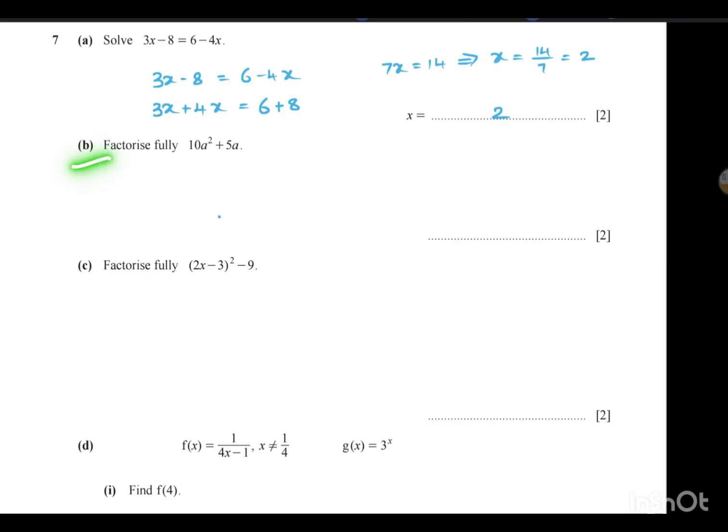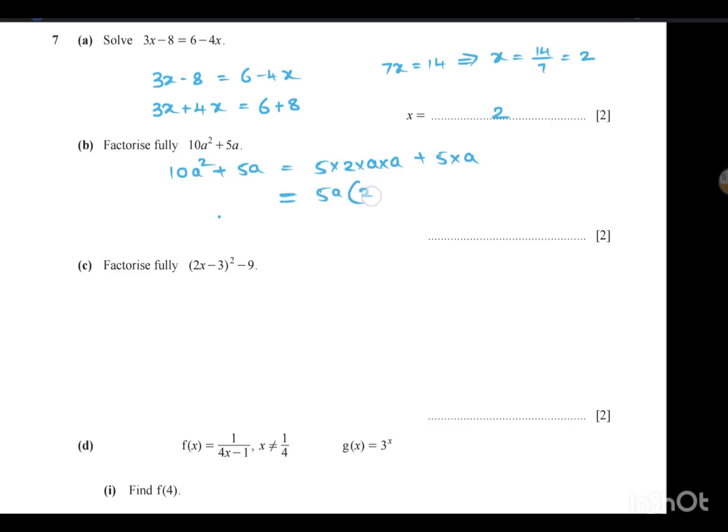Question number B. Factorize fully 10a square plus 5a. Now 10a square has 5 into 2 into a into a, and 5a has 5 into a. So you can take 5 and a as common factors. I am splitting them into prime factors. Then 5 and a can be taken as common factors.